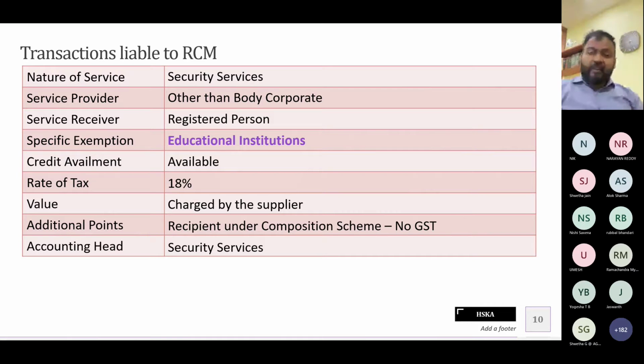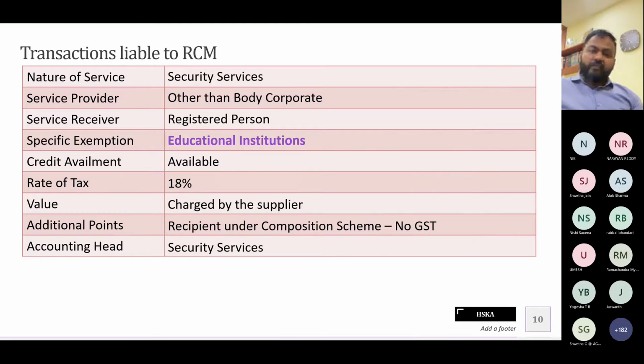One interesting point here, I don't know why they created an exception here and not everywhere else, is that if security services are rendered to a person who is registered under the GST law and paying tax under composition scheme, then the person registered under the composition scheme is not required to pay tax under reverse charge mechanism. I would think this is really very interesting because unfortunately, even if he pays that tax under reverse charge mechanism, he will not get input tax credit. But this exception has been carved out only in security services. Unfortunately, in all the other cases, the composition scheme dealer will end up paying tax at the highest rate, which is 18%, and still not be entitled to claim the input tax credit of the same.